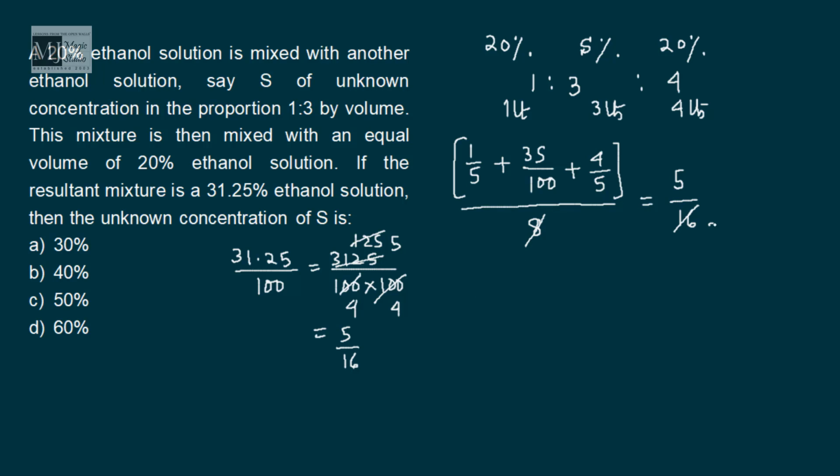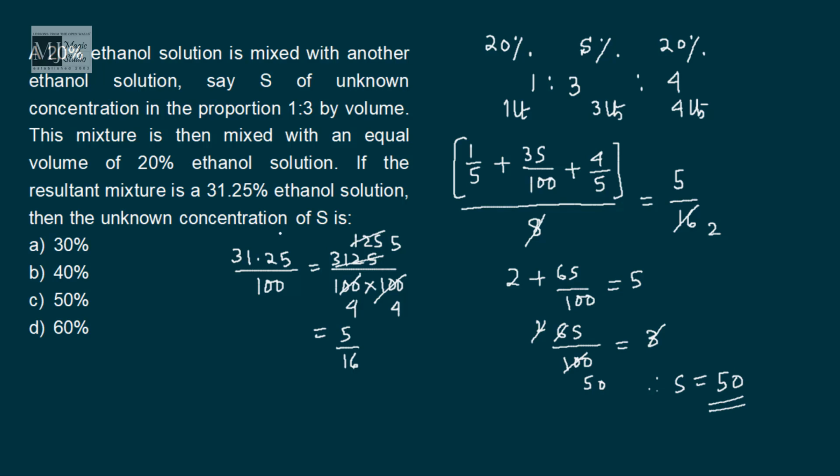So let's solve this. We have 2 by 5 plus 4 into 2 is 8, that is 10 by 5, which will give me 2, plus 6S by 100 is equal to 5, or 6S by 100 is equal to 3, and this is 50, therefore S is equal to 50. Find the unknown concentration of S. Unknown concentration of S is 50%, option C.